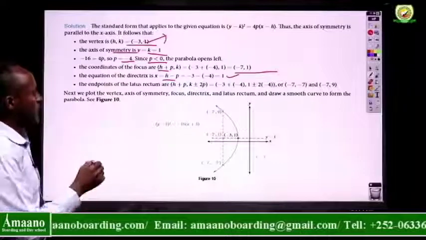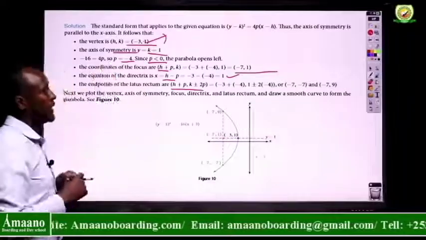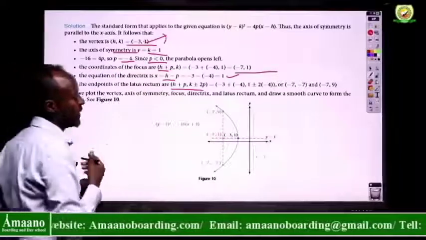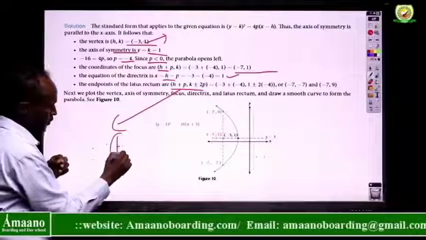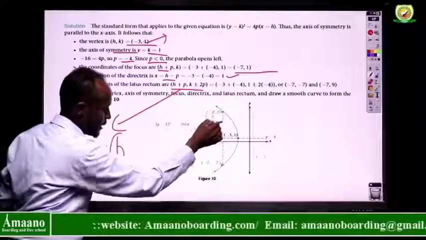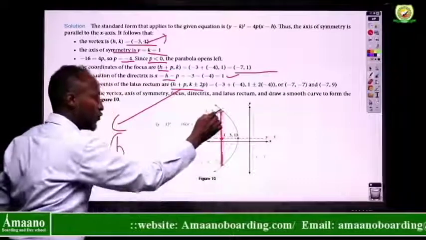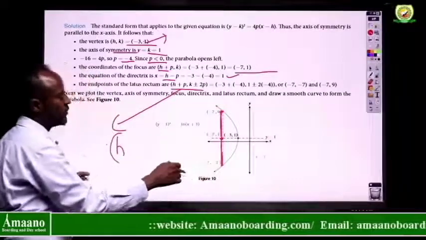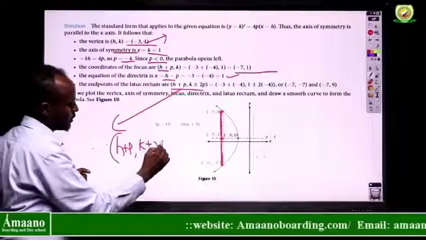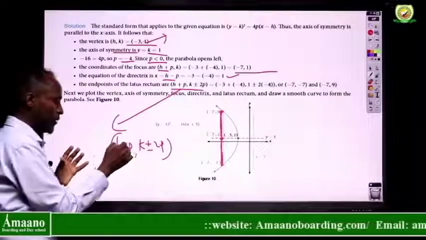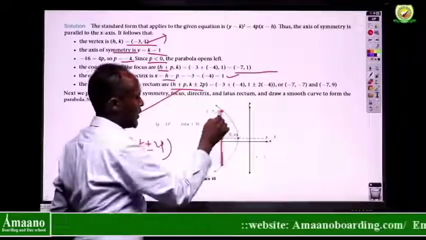For the latus rectum, we will use this formula as you did earlier, or we don't need it at this level, so we will do it later. The latus rectum is a line that is perpendicular to the axis of symmetry and passes through the focus. To find the end points of the latus rectum, we use the formula h plus p, k plus or minus 2p. If we substitute the values of h, k and p, we have minus 7, 9 and minus 7, minus 7.